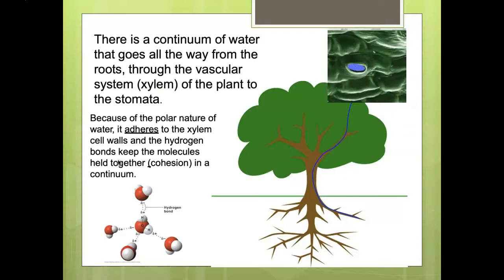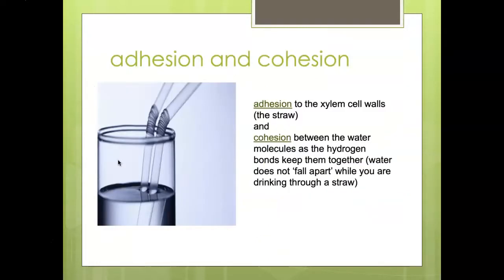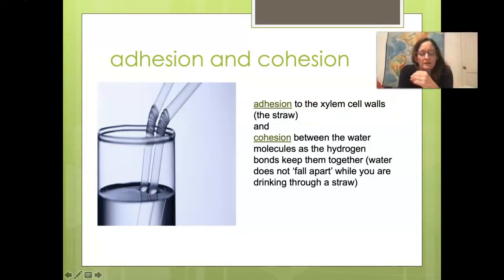Because of the polar nature of the water, it adheres to the xylem or the cell walls of that vascular system, and the hydrogen bonds between the molecules of water hold those molecules together. Think of it like drinking out of a straw. When you slurp up water in a straw, the water all kind of sticks together, right? That's cohesion. It doesn't just fall apart as you're drinking the water. And adhesion keeps the water molecules stuck to the sides of the straw.